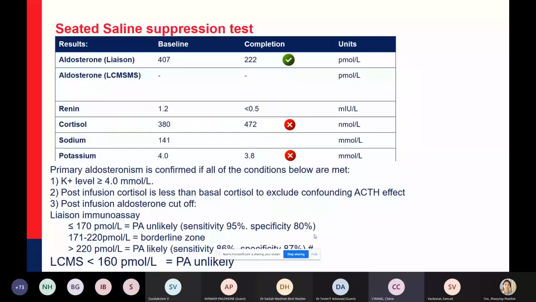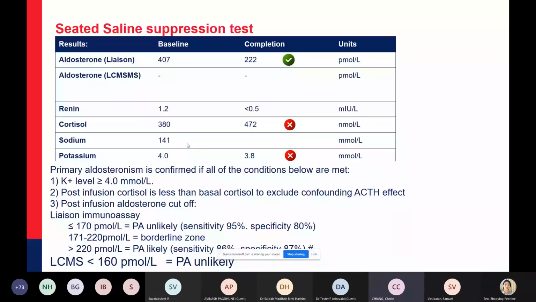So the renin doesn't play a role, but sometimes if the renin aldosterone ratio was done outside of our laboratory, we just want to confirm that the ARR is abnormal at baseline, and the sodium is in case there is any contamination from the saline infusion. Also, we do a full UNE at the baseline as well as completion.